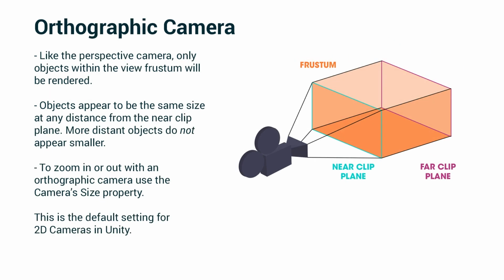Now, an orthographic camera is like the perspective camera in that only objects within the view frustum will be rendered, but we can see the frustum has this kind of rectangular cube-like shape. Objects appear to be the same size at any distance from the near clip plane to the far clip plane. So more distant objects do not appear smaller, and this is one of the main differences. In order to zoom in or out with an orthographic camera, we use the camera's size property. And this is the default setting for 2D cameras in Unity.